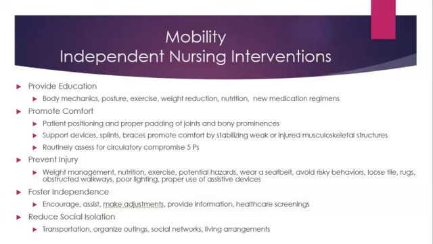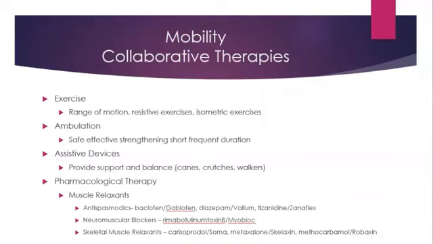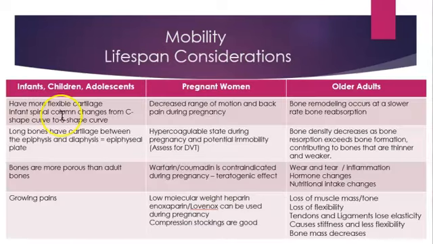As we look into independent interventions for our patient, remember we can provide education, promote comfort, and prevent injury, and foster independence, and of course reduce social isolation. How do we do that? Go ahead and take a pause break, look at what this slide says, go back to your textbook to help you. We'll also talk more in class. Mobility collaborative therapies are listed there for you, so make sure you review them, as well as thinking about more collaborative therapies, pharmacological therapy, including those muscle relaxants, but also non-pharmacological therapies.